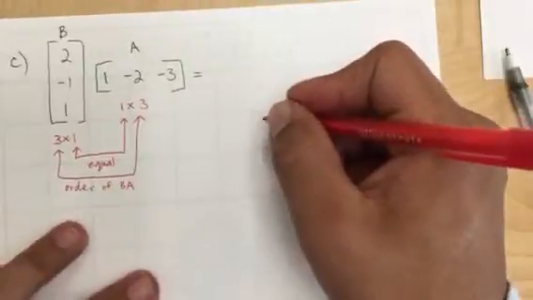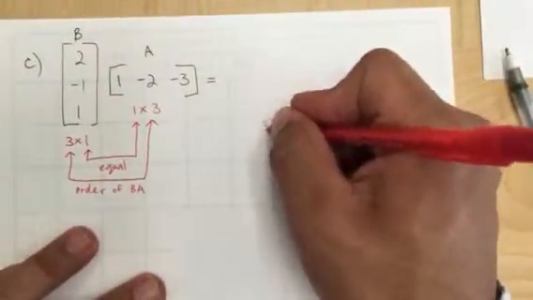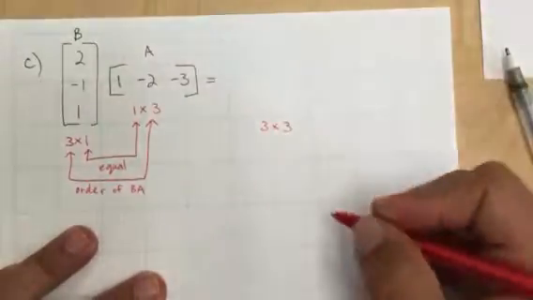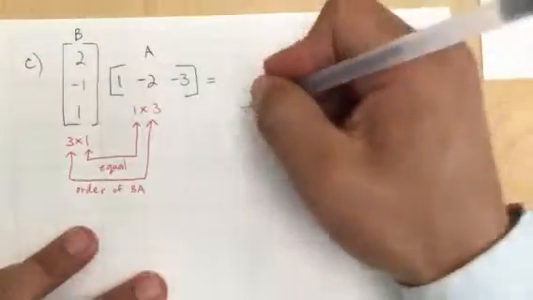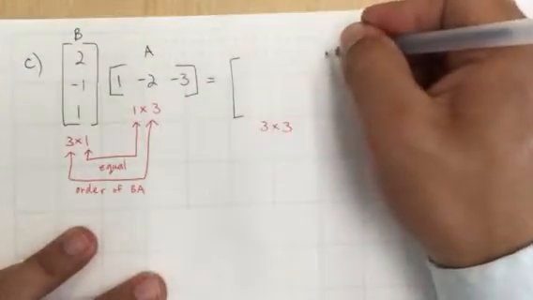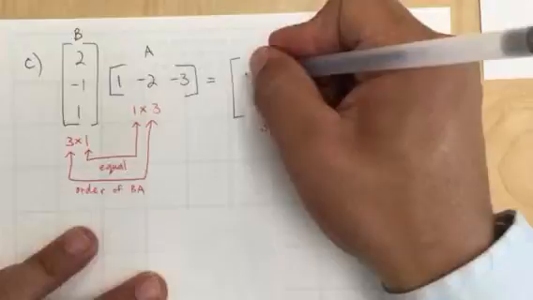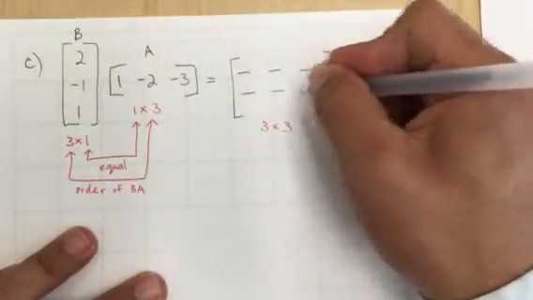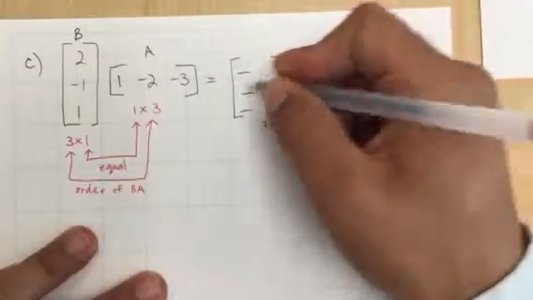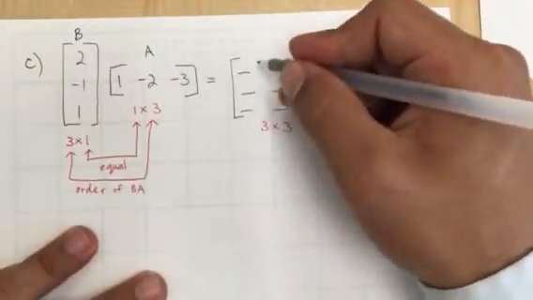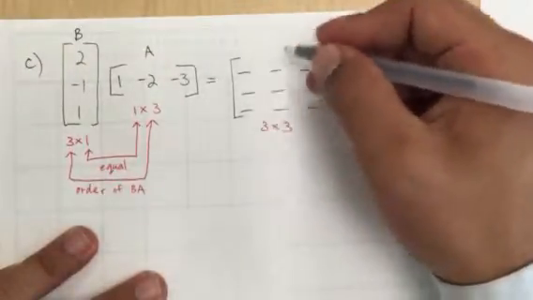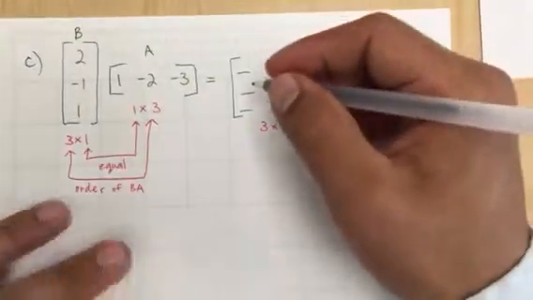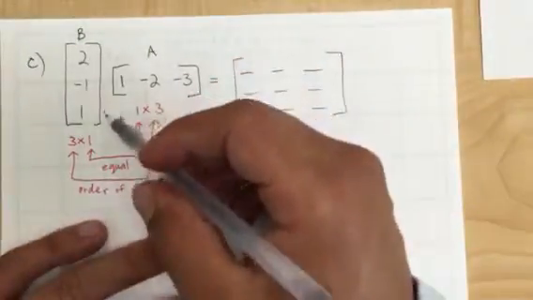So I know that my new matrix is going to be a 3 by 3. So that helps me out a little bit as far as understanding what I'm going to have here as my answer. So I know I'm going to have 3 rows, and the matrix has 3 columns. So now I'm going to go about and multiply these out.